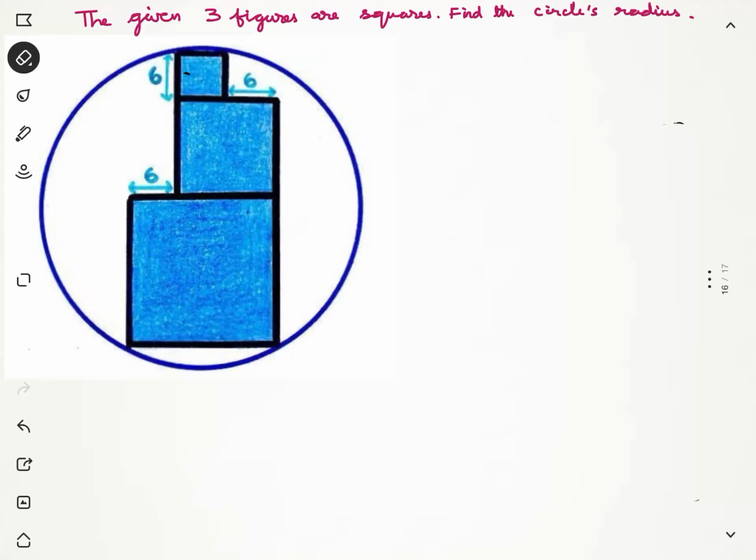So in the given diagram, the three blue color figures are squares. We need to find the circle's radius. Let's establish the sides of these three squares.